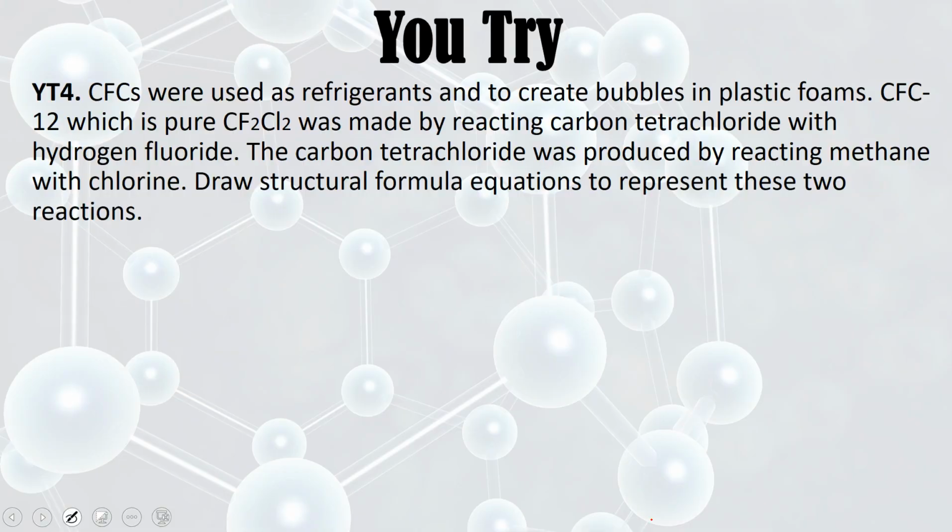Let's see. So CFCs are used as refrigerants and to create bubbles in plastics. Okay, so it says draw the structural equation for carbon tetrachloride being produced from methane reacting with chlorine. So here's methane, and I think this is the one in your notes. Methane is reacting with chlorine. And they tell me that I'm producing a CFC, where my carbon tetrachloride is the first thing that's going to be produced.